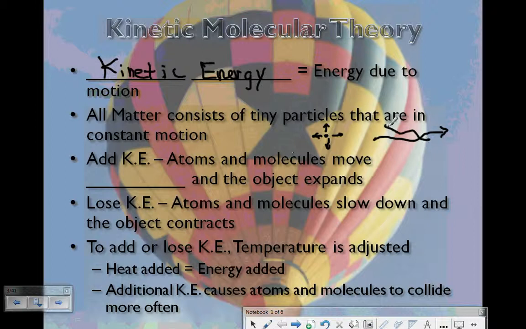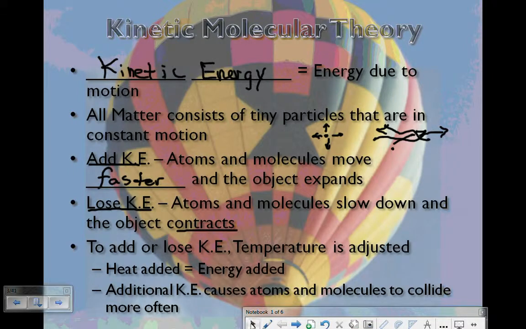Liquid particles are constantly sliding around, in, over, and through. So they are interacting pretty closely all the time, but gases are not. Once we add kinetic energy, that means that we're heating it up, right? Atoms and molecules move faster then, and the object expands, because more collisions take place and they need more room to move. If we lose kinetic energy, on the other hand, then the atoms and molecules slow down, and the object is going to contract or get smaller.